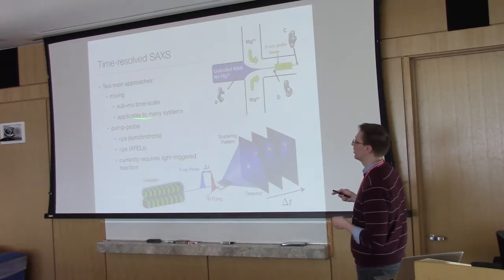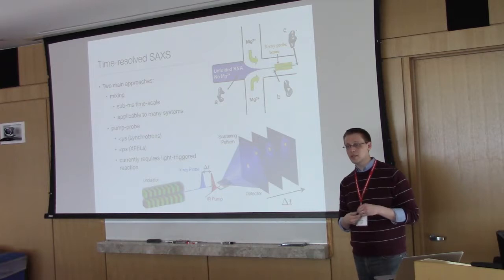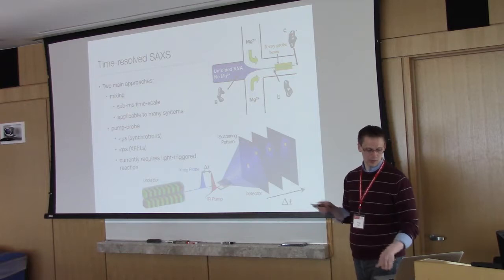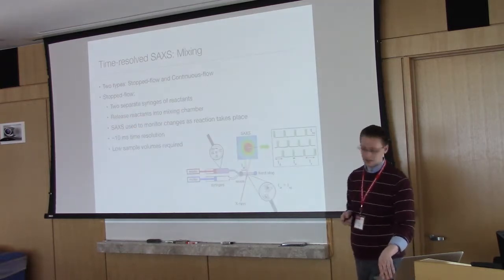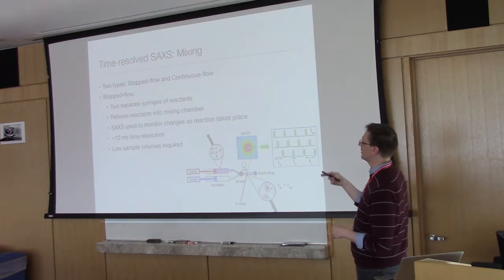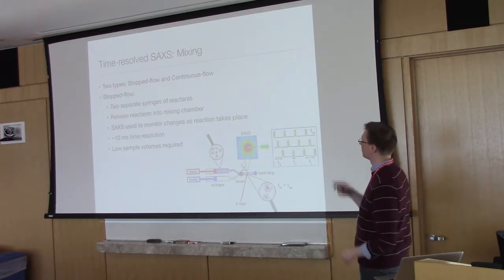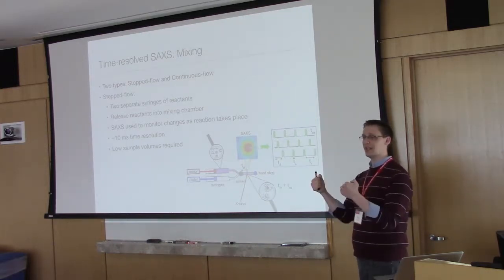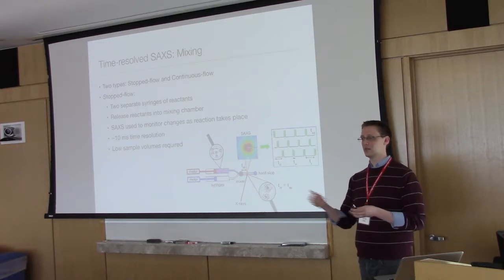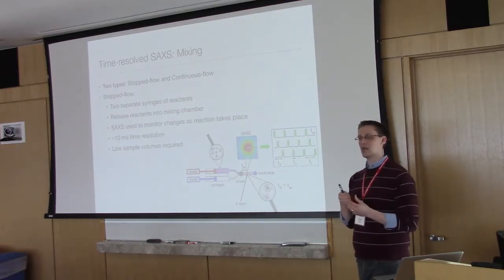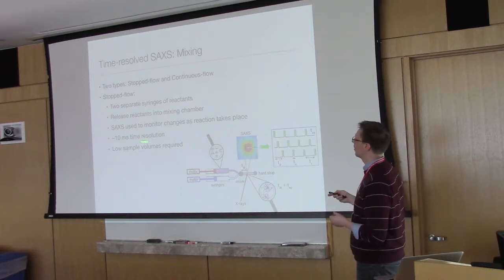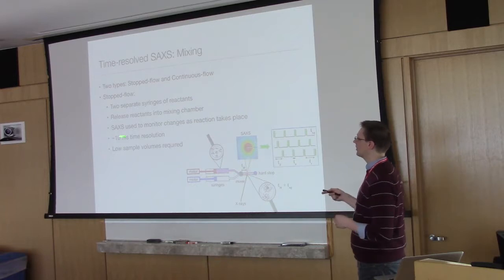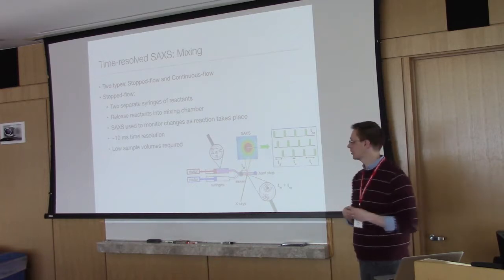Now this is to the point now where you can have sub-millisecond time resolution, and this is actually getting even better now. I forgot I had other slides. So there's two types to this, stop flow and continuous flow. And stop flow is when you have two separate syringes, and you pump them together, and then you let them sit and diffuse and interact, and then you wait some period of time before you image it. But they're sitting in the same mixing region. And so this typically has a limit of something like 10 millisecond time resolution.